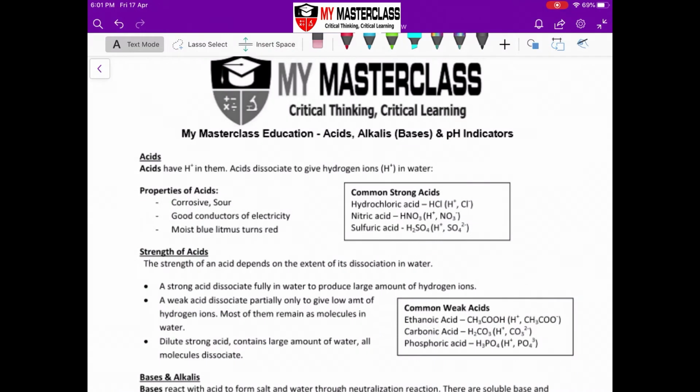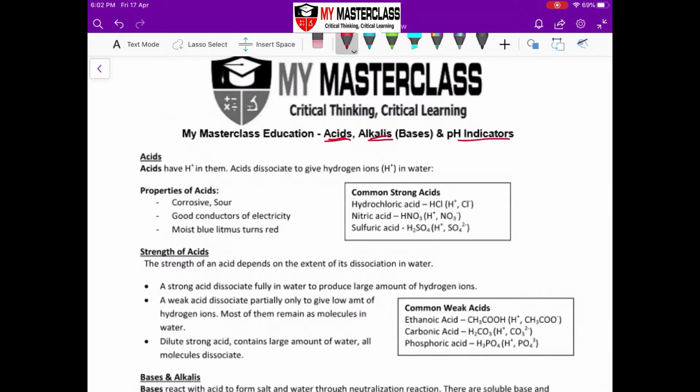Hi students, this chapter we will be looking at acids, alkalis and bases and the pH indicators. Acids and alkalis are very common reagents that you will be using in the school laboratory. Essentially they look just like colorless liquid, or just like water, but of course they are not water. There are certain special properties that make it an acid or an alkali. So we will be looking at these properties, exactly what they are.